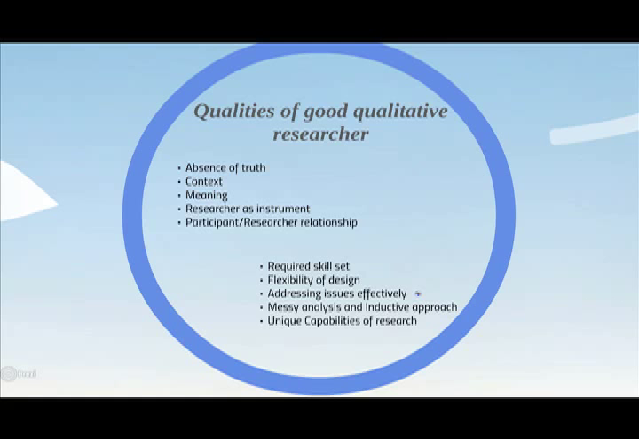Number one is absence of truth. You don't want to be searching for the truth per se. You actually want to be looking for the plausibility of data. Context. Context is to make sure that your research is being done in the proper environment, and that way your data will actually be more viable in the end. Meaning. Meaning will solidify the importance of your data by the amount and the type of research that you're doing.